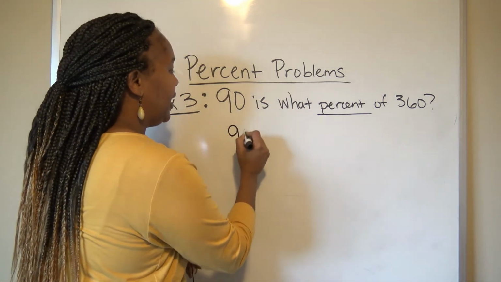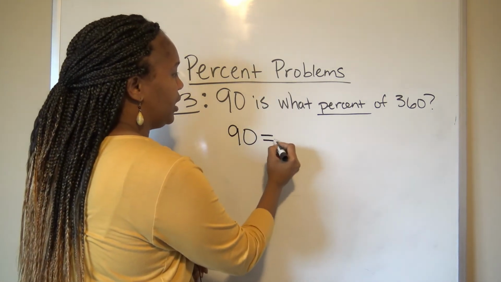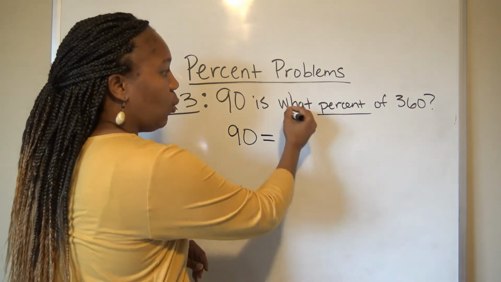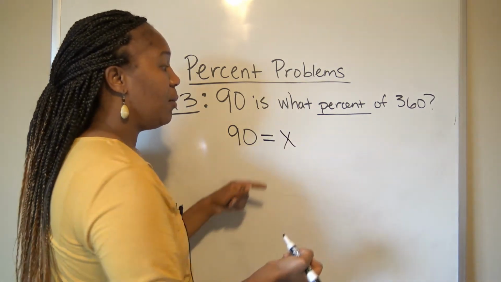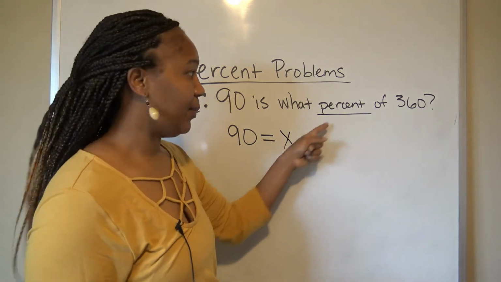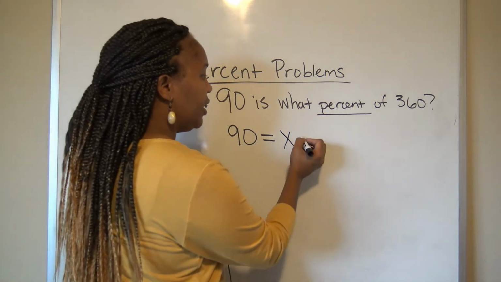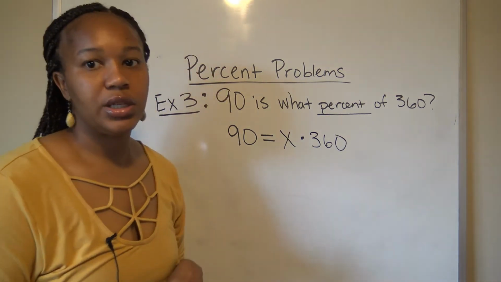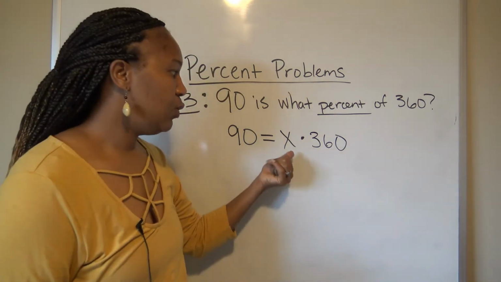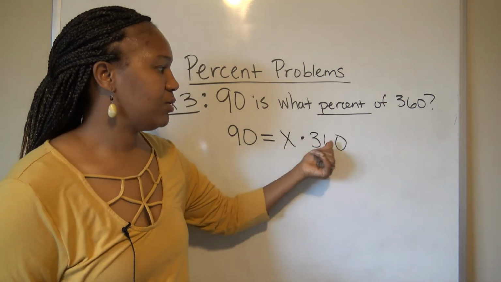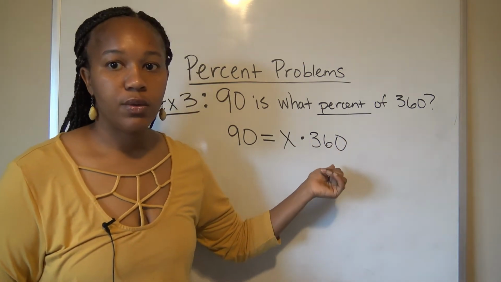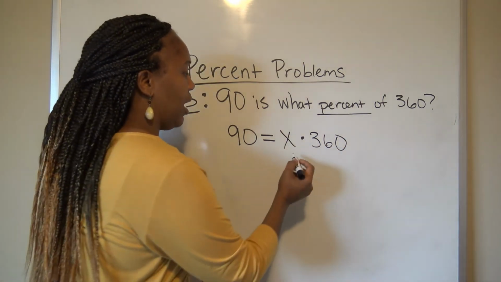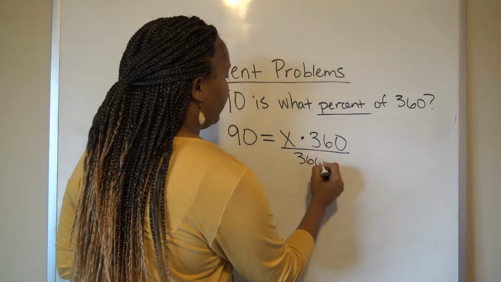We have 90 is represents equal. What percent? So what represents the variable x. But we have to know that x represents a percent now. Of means multiplication and then 360. So we've translated to an equation, and now we just solve the equation. We need to solve for x. That's x times 360. So to get rid of 360, we will have to do the opposite of multiplication, which is division.